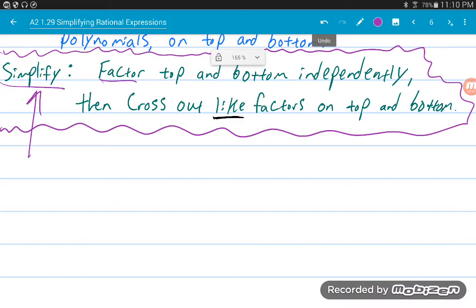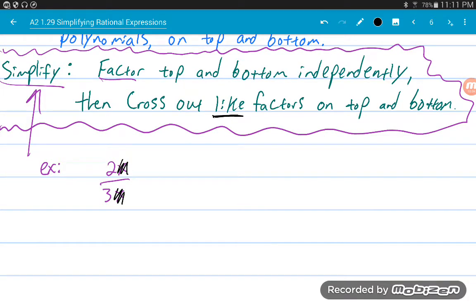So anytime you have the same thing on the top and the bottom of a fraction, you're allowed to cross it out. So, for example, a real easy example, 2x over 3x. Well, what do I have that's the same on the top and the bottom? I've got an x and an x. They cross each other out. My final answer is just 2/3.